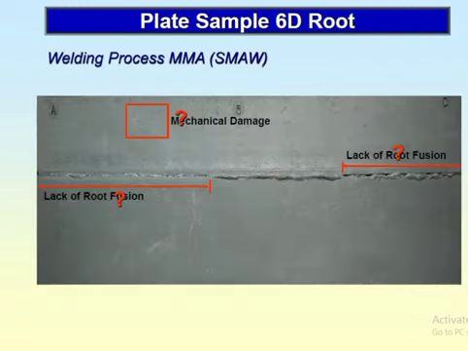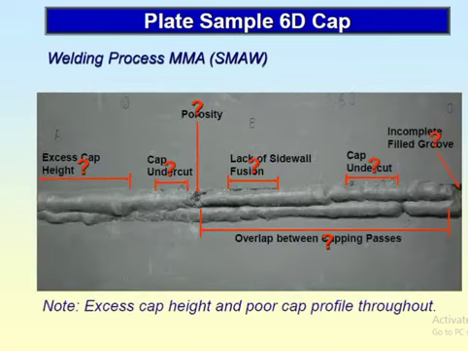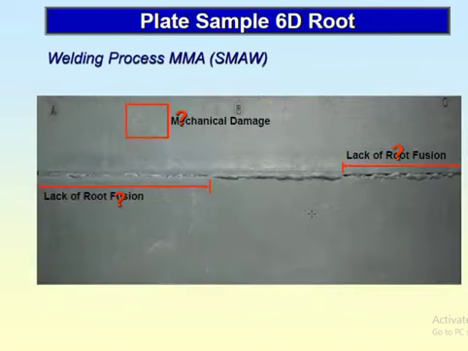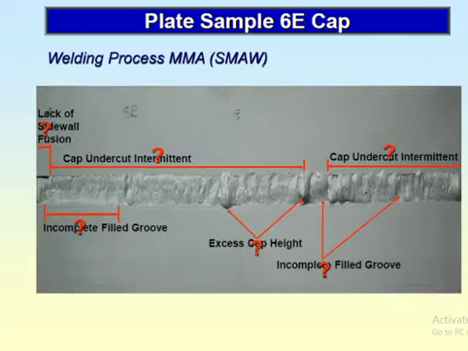Plate sample 6D, this is also the root. 6D, this is the face and the cap, and this is the root. You see mechanical damage, how it looks like. You see here mechanical damage, lack of root fusion. This is the cap undercut intermediate. You see there is a 6E cap, another plate. This will definitely be helpful for you, so all plates will be here. Cap undercut intermediate, incomplete fill groove, excess cap height, incomplete fill groove, and the cap undercut intermediate.